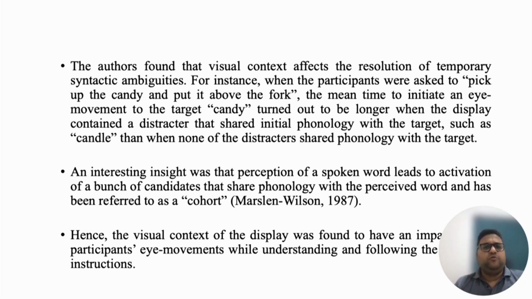Now, using these studies, the authors have found that the visual context really affects the resolution of temporary syntactic ambiguities. Now, what are temporary syntactic ambiguities? You might have heard of garden path sentences in one of my previous lectures on psycholinguistics. Garden path sentences are basically sentences where the exact meaning of the sentence is not very clear because it is ambiguous. Say, for example, the horse that raced past the barn fell. Now, if you are listening to this sentence, you are not going to be sure about what actually fell. Did the barn fall down or the horse fell down, and so on and so forth.